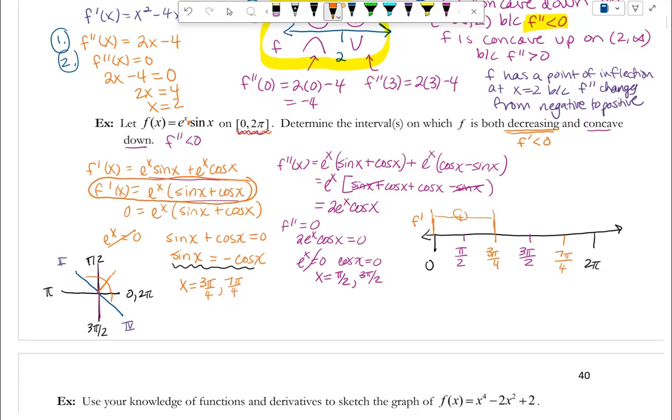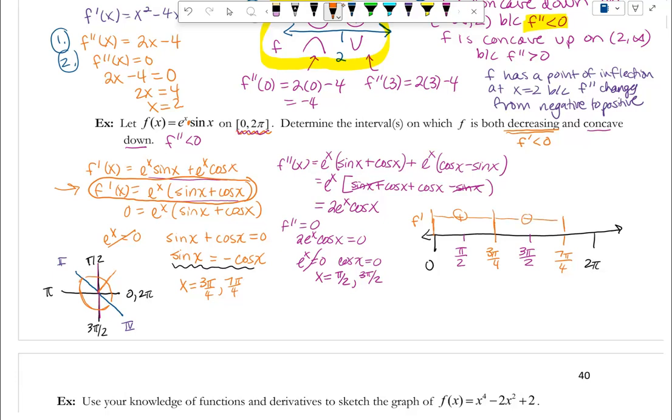So then we want to check our first derivative from 3 pi over 4 to 7 pi over 4. From 3 pi over 4 to 7 pi over 4 right here, I could pick any value. I could use pi, for example. So if I plug pi into my first derivative, well, e to the power of pi is positive, sine of pi is 0, cosine of pi is -1. So my first derivative, I get e to the power of pi times -1, which is a negative number.